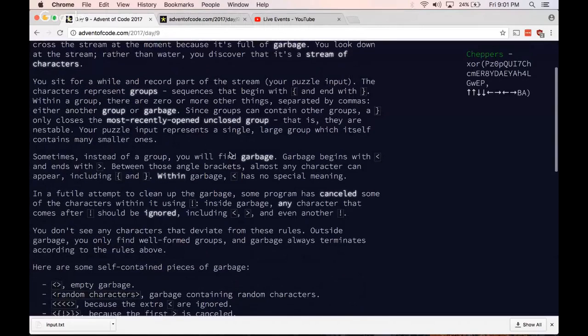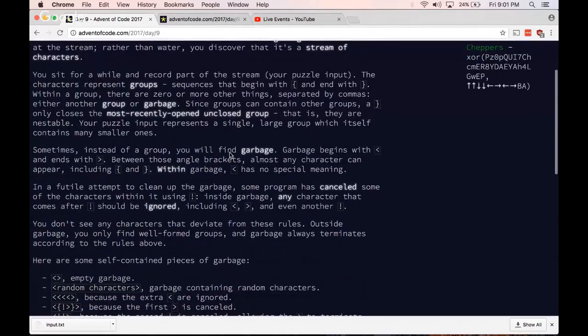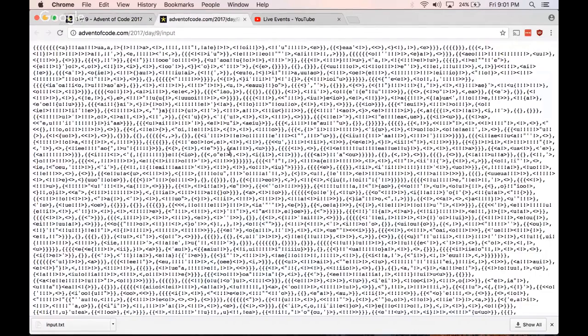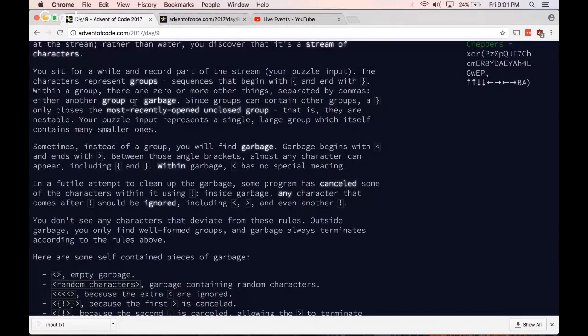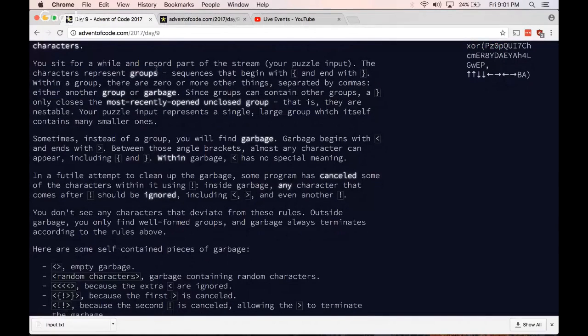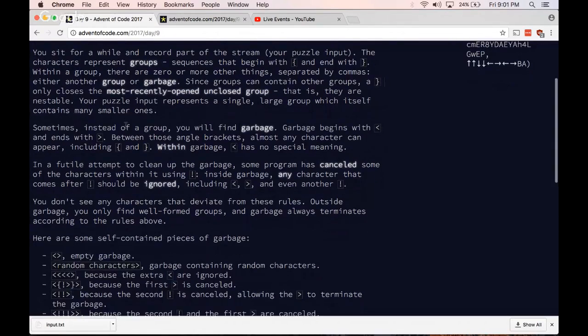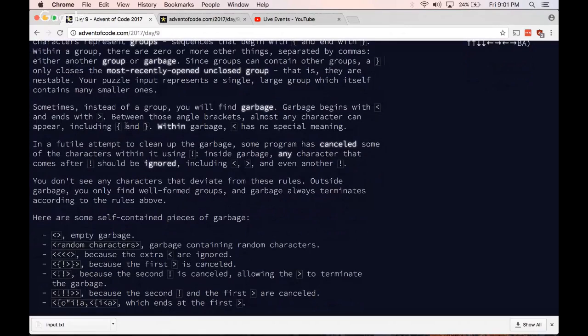All right, groups. The characters represent groups. Within a group, 0 or more other things separated by commas, either another group or garbage. Since groups can contain other groups, this only closes the most recently opened one. Okay. Sometimes instead of a group, you'll find garbage. Garbage begins with this and ends with this.